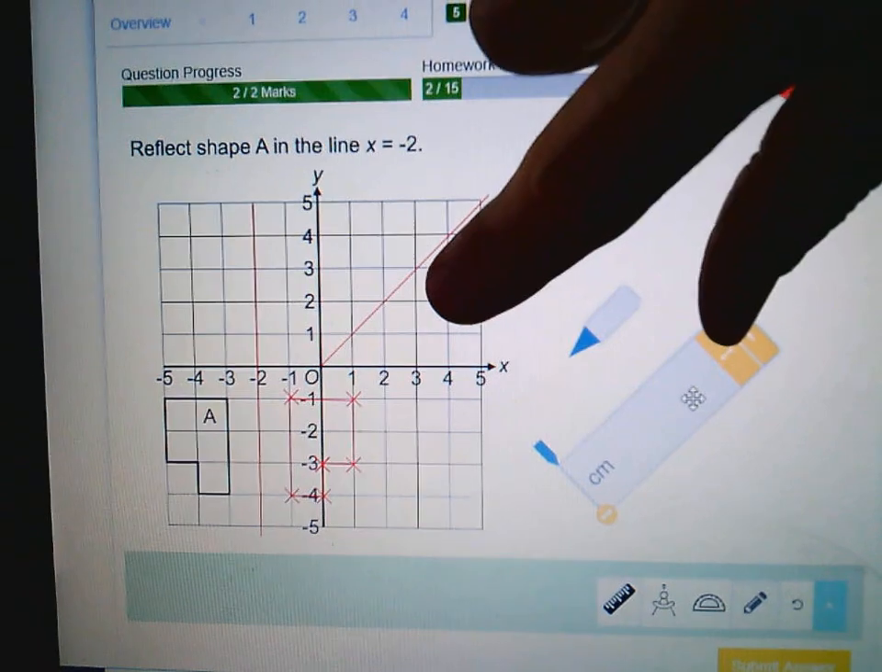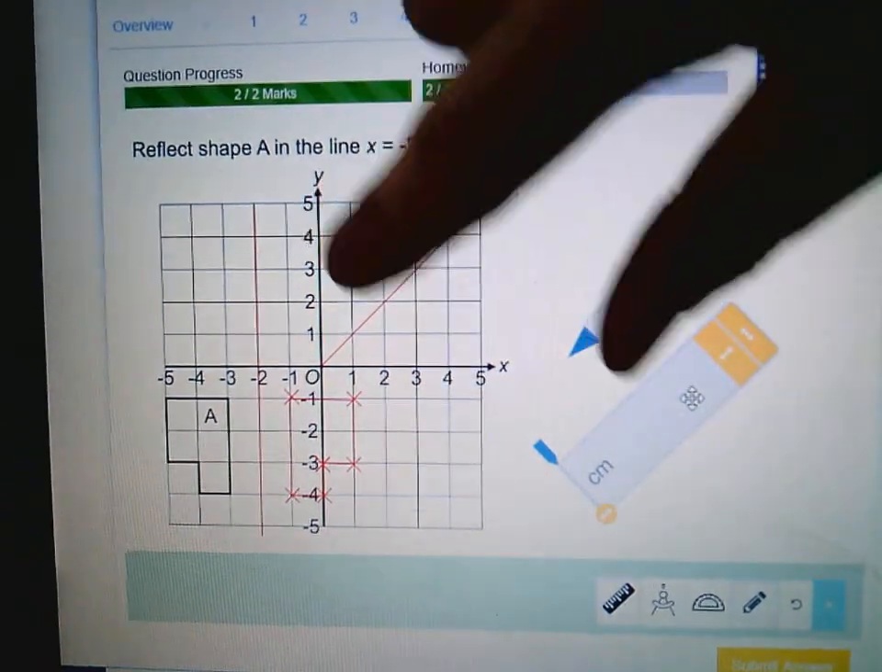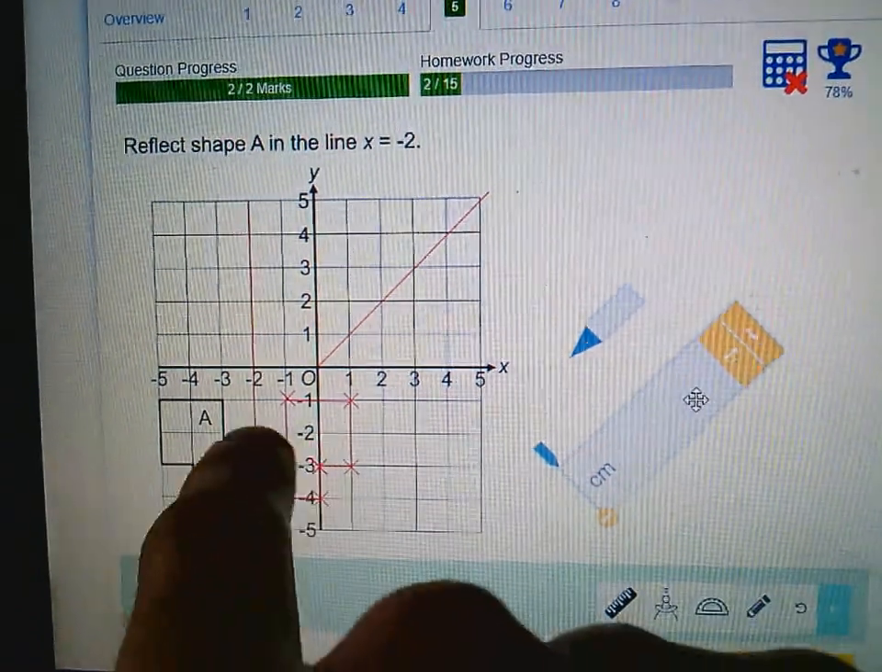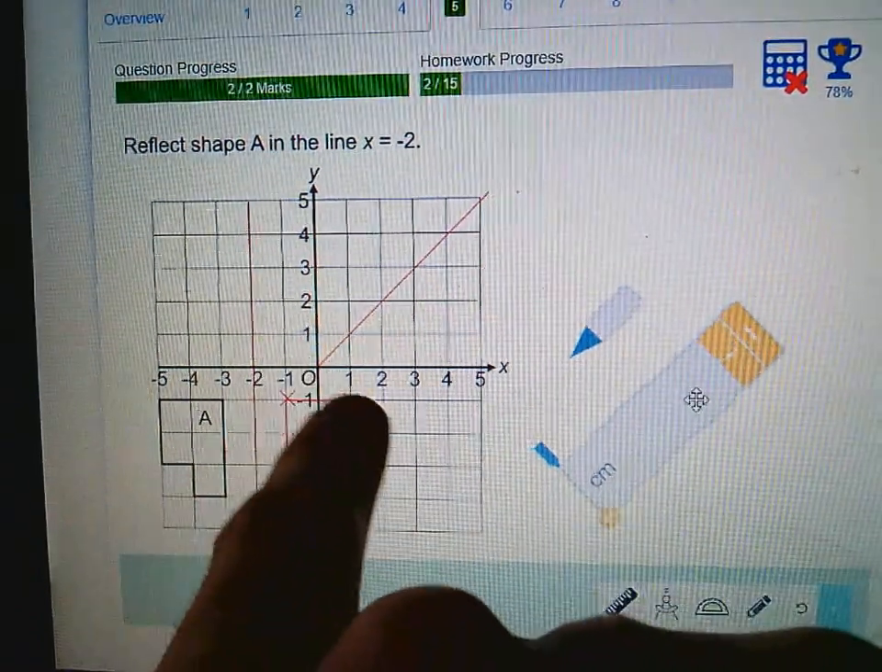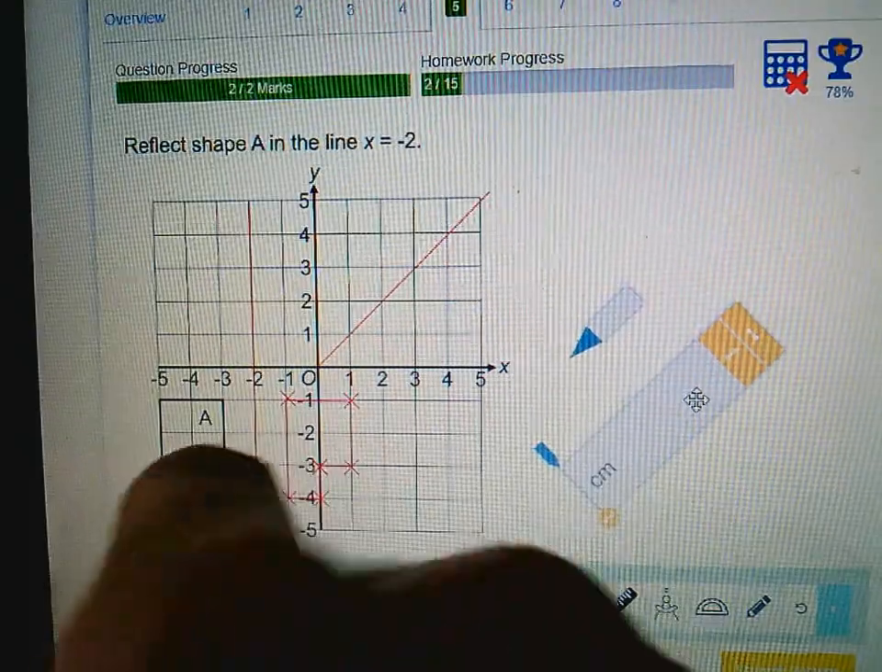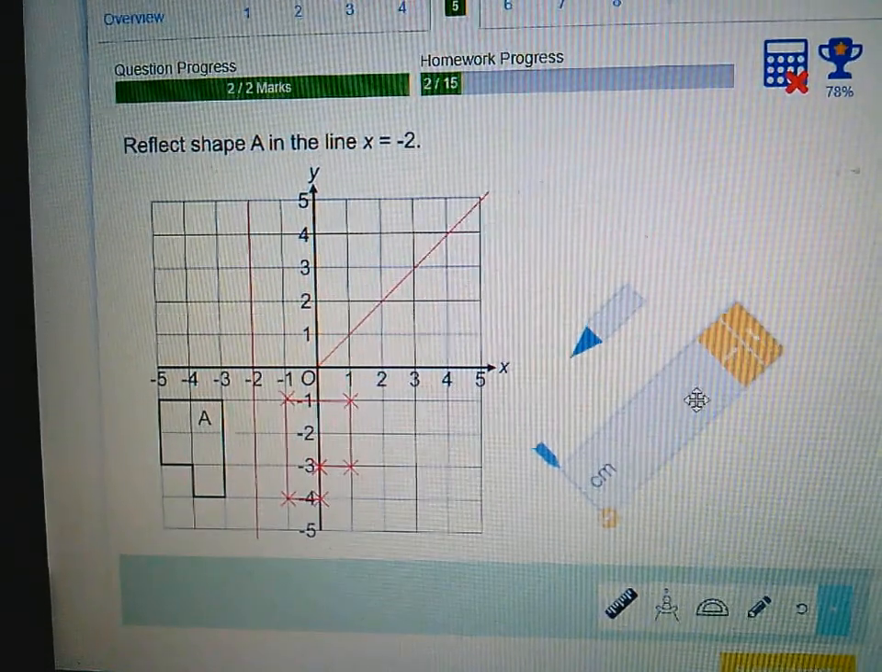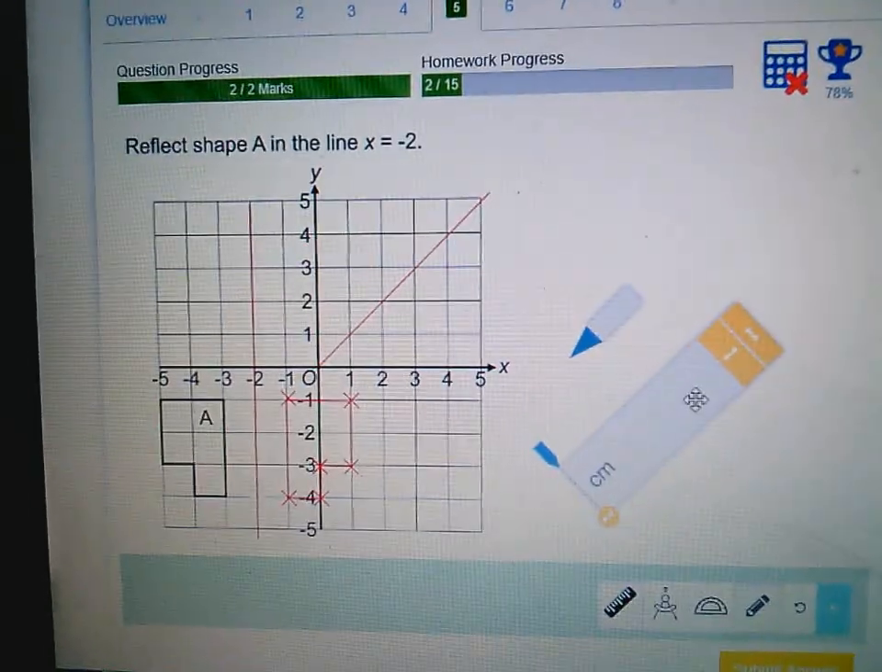In this one, the diagonal distance has to be equally spaced out. So it's about going diagonally. So your reflections have to be perpendicularly equidistant. So they have to be at 90 degrees to the line of reflection and the same distance away on the other side. So the shape does get inverted.